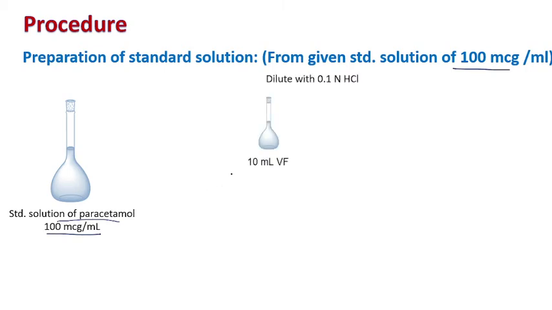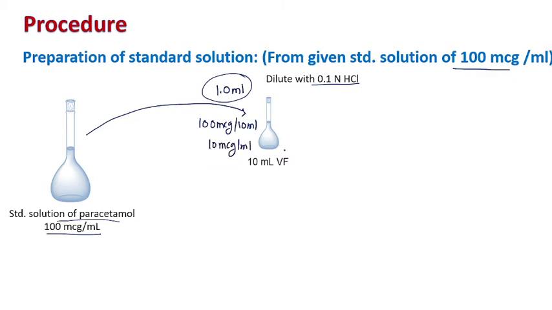From this, you can pipette out exactly 1.0 ml with the pipette and make up the volume to 10 ml with 0.1 normal HCl. So we are making a solution in the acidic pH. We have pipetted out 1 ml, which contains 100 micrograms, and now they are present in 10 ml. So the concentration will be 100 micrograms per 10 ml, that means 10 micrograms per ml. That is the concentration of this particular dilution.